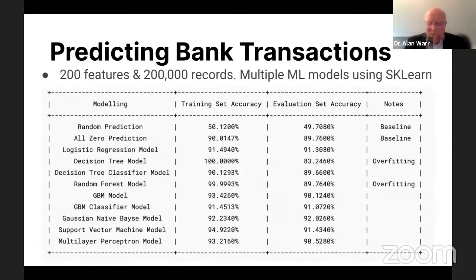project is a machine learning project, and it's using an anonymized Kaggle dataset from Santander Bank, which is a Spanish bank here in Europe, which has 200 features and 200,000 records, and that is analyzed using a variety of machine learning techniques within sklearn to be able to predict whether a customer will go on to do a particular transaction.